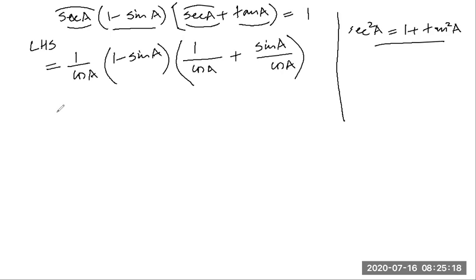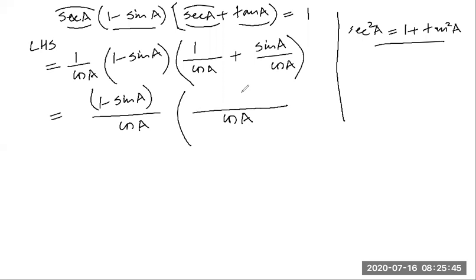Right? Now let us rearrange. It is 1 minus sin A by cos A. Now I have an idea that if I take cos A as the LCM, the numerator will become 1 plus sin A, right? So into this is cos A, students. What will I get here? Tell me. 1 plus sin A.